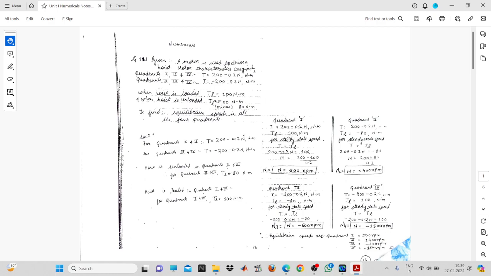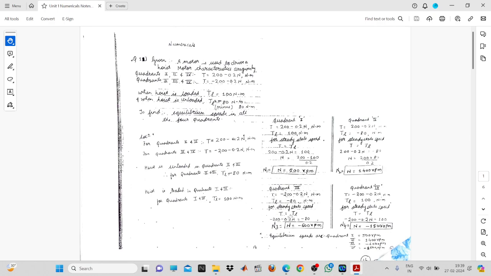You will have to recall the concept we studied in the class. So TL will be equal to 100 Newton meter, that is, the load torque should be positive. So T will be equal to Tm. If you solve this, you will get the speed of the electrical drive system. Similarly, quadrant 2 is for the braking operation, the forward regenerative braking, which we have to take into account. In that case, the load torque will be minus 80 Newton meter. If you solve this, you will get the speed.